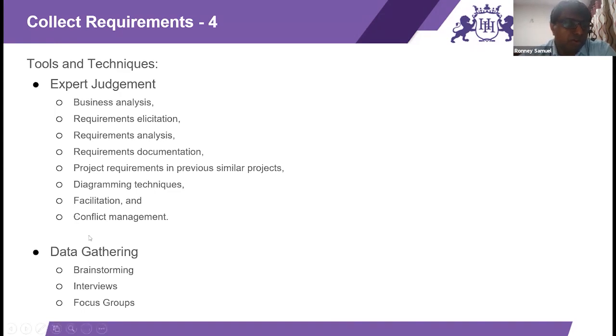You might also have to be involved in the data gathering. So: brainstorming, interviews, focus groups. We have seen the difference between brainstorming and focus group in our last class. Anyone remembers it? Focus groups have a particular agenda in mind. Brainstorming is focused on generating as many ideas as possible.